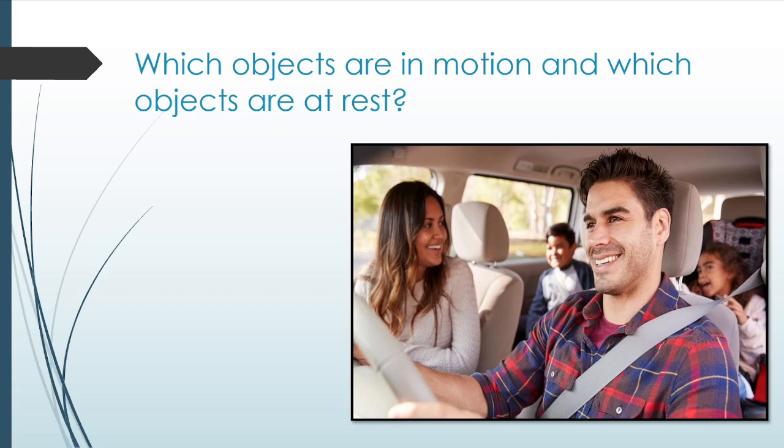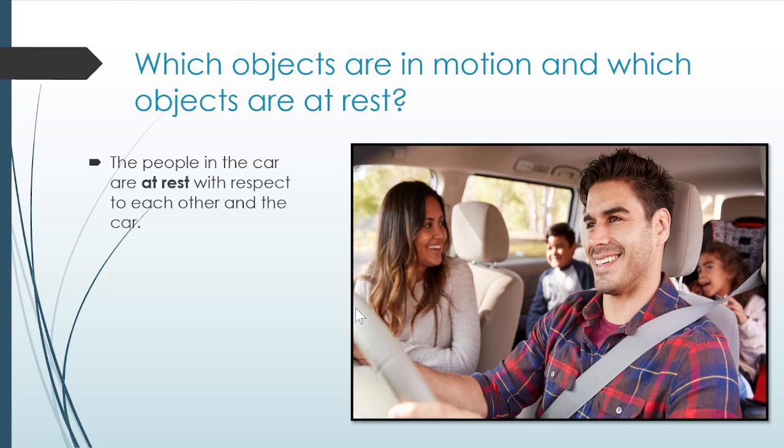When you travel in a car or any other vehicle with co-passengers, are you in motion or are you at rest with respect to your co-passengers? Do the people who are traveling with you look as though they are in motion or at rest? What about when you look outside the window? The objects outside the window, like say a tree, a lamppost, or other people outside the car, do they look in motion or at rest?